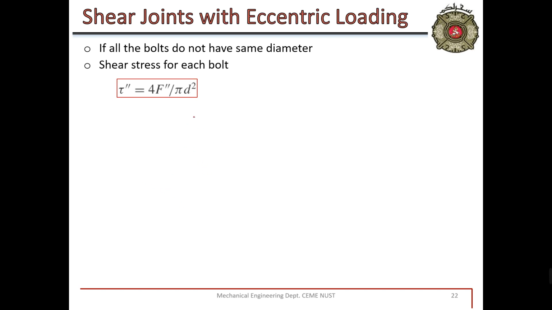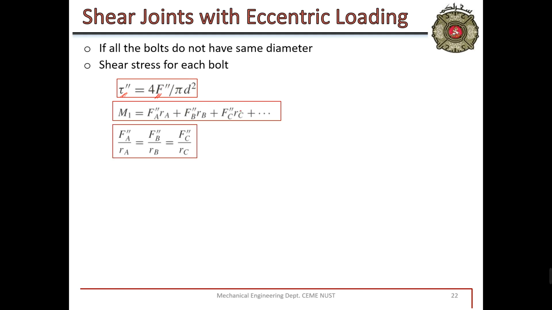Also, once we know F double prime, this secondary shear force divided by area will give us the secondary shear stress. And similarly, for primary shear stress, tau prime equals 4 F prime by pi d square. That was for primary shear. We have this equation, and similarly we have this equation.